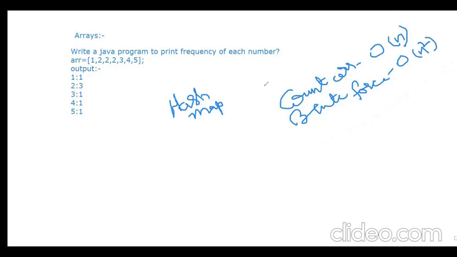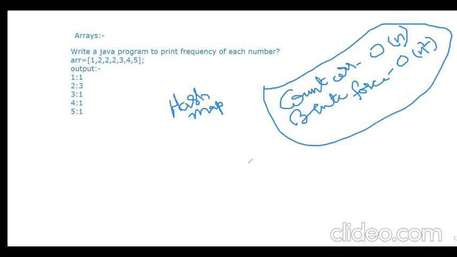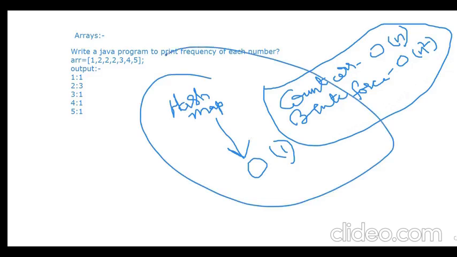So we need to reduce the time complexity, right? If we use the hash map, then the time complexity is O of 1. The time complexity for using hash map is O of 1. This is the optimized solution, which we will discuss after discussing the hash map.